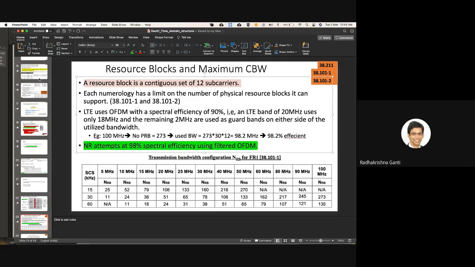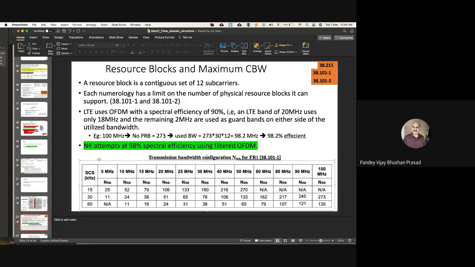So essentially, you specify the grid in terms of resource elements on the y-axis and OFDM symbols on the x-axis. Is this fine? Chitranjan, does it clear your doubt? Yes, sir. Okay. So the next question is.